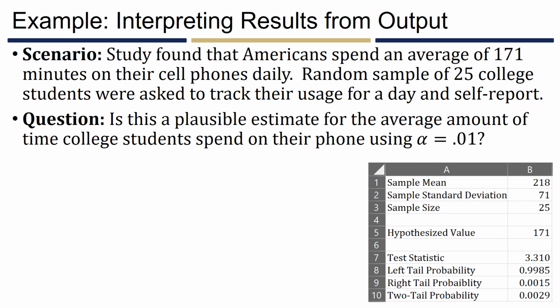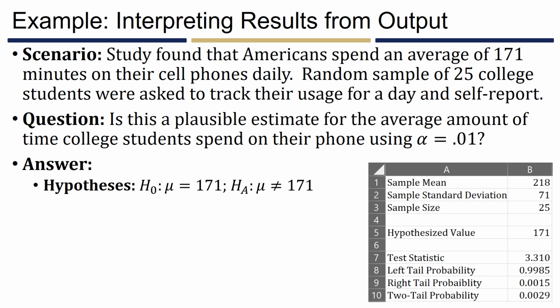Now, looking at the context here, we're just interested in if 171 is a plausible estimate. So this makes it sound like we're going to use a two-sided alternative. We'll use mu equal to 171 in the null hypothesis and mu not equal to 171 in the alternative hypothesis.